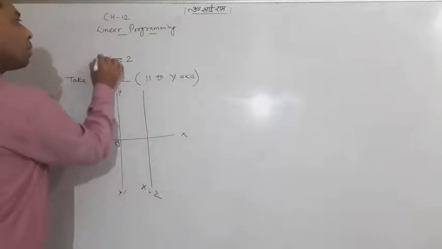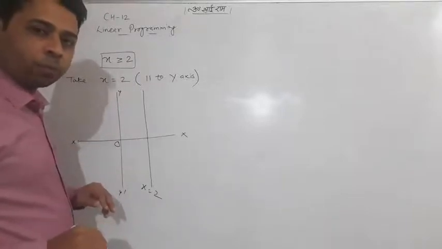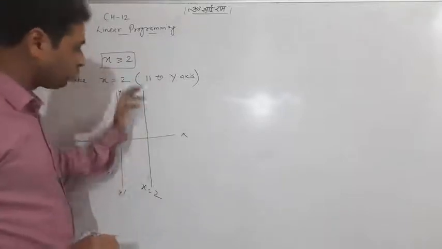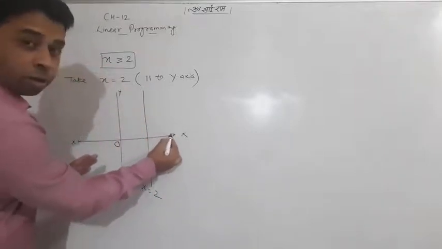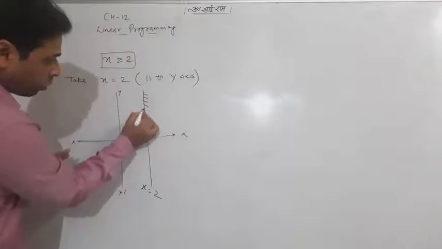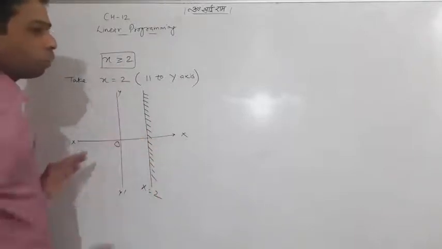This is the line. This is O. This is x equal to 2, which is a line parallel to the y-axis passing through this point 2. Now you come to x greater than or equal to 2, meaning we have to find the region where x is greater than 2. Definitely we know that this is 2, so greater than 2 will be here. So the whole right region of this line shows x greater than or equal to 2.